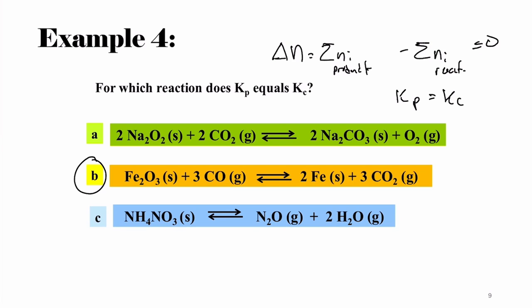But what else do we have to consider here when we look at this? Right, because at first observation of B, it looks like we have 4 on the reactant side and then 5 on the product side. So why is that not the case? Why would those two equilibrium constants be equal to each other here?